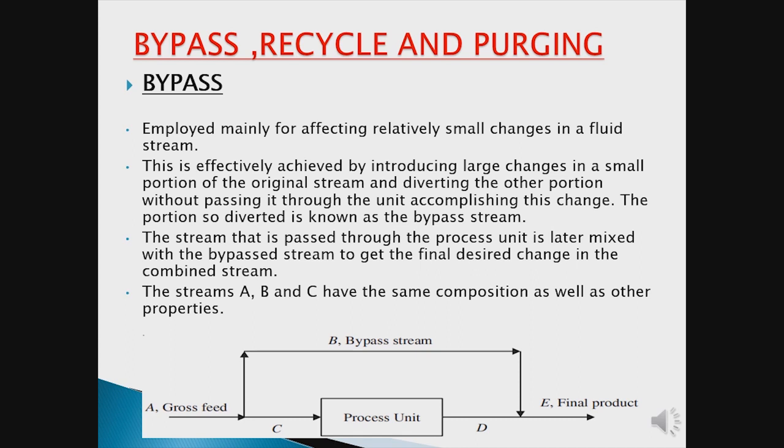And we can see in this figure that from the gross feed, without going to the process unit, something is going to the final product, right? So that is bypass. It is not touching the process unit. That is the simple meaning of bypass. From the gross feed, something is going to the final product directly without undergoing the process unit. The stream that is passed through the process unit is later mixed with the bypass stream to get the final desired change in the combined stream. And the streams A, B, and C have the same composition as well as the other properties.